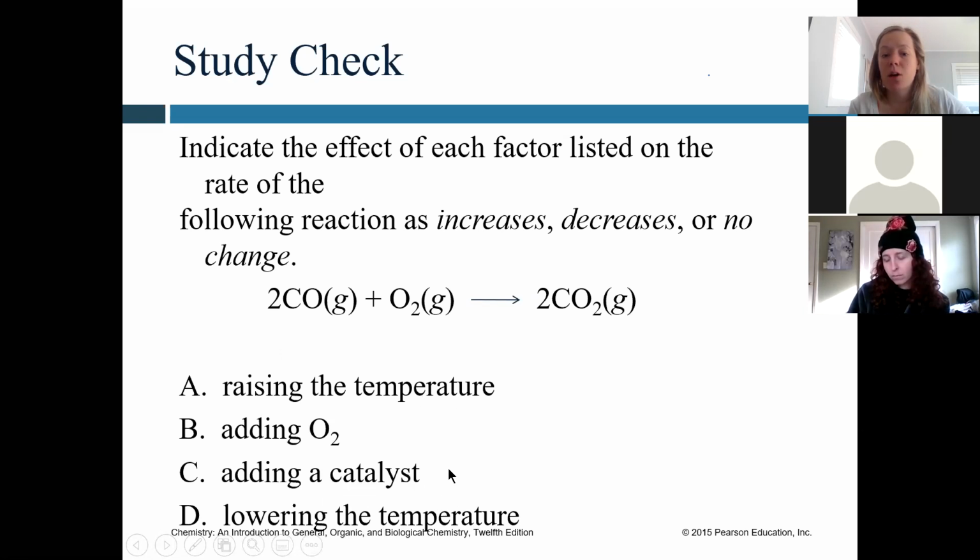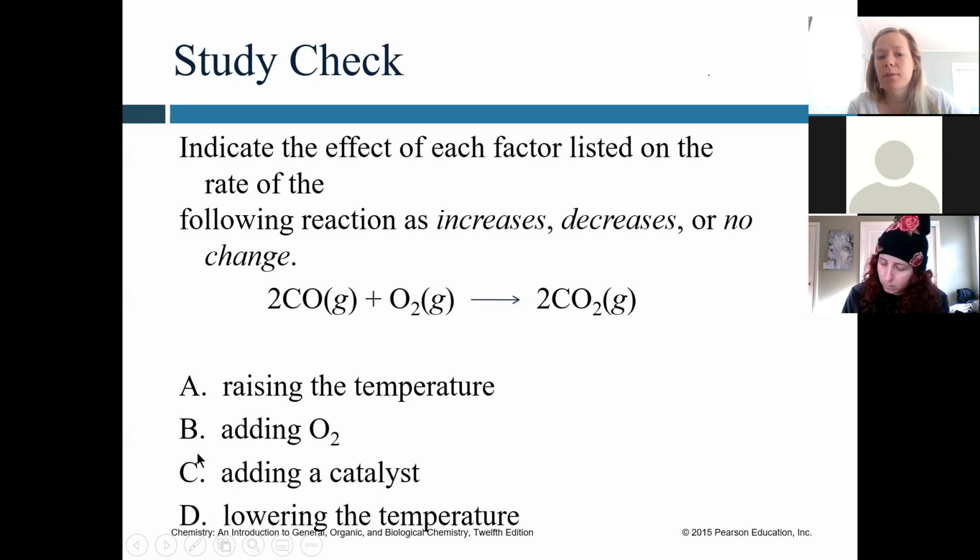Now, most of these are generic. It doesn't really matter what the equation is. This one, B, is specific to the equation. In general, if we raise the temperature of any reaction, yes, this reaction and also every other one, it will increase the rate of reaction. This is unique to this specific problem: what if we add O2? Well, you have to determine what O2 is, and in this case, O2 is acting as a reactant. So we're increasing the reactant, so we will increase our rate of reaction. Adding a catalyst in any reaction, as long as it's the right catalyst, will increase our rate of reaction.